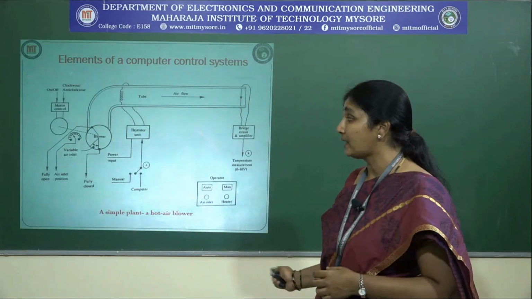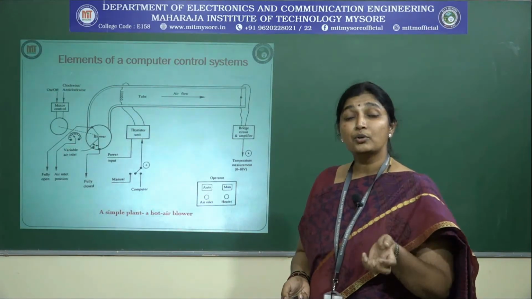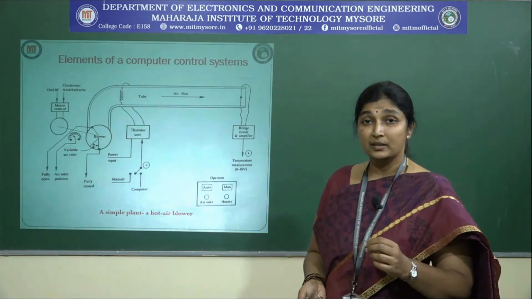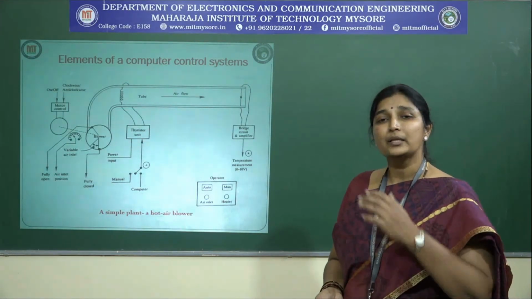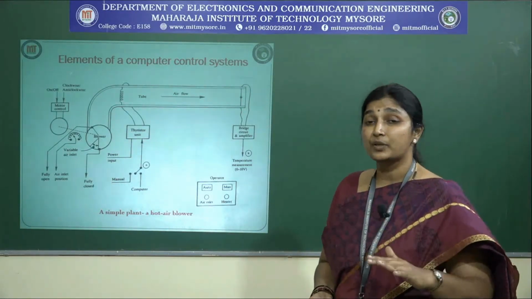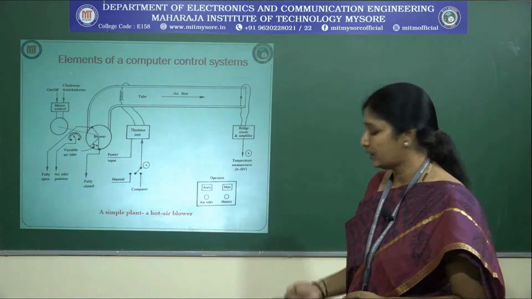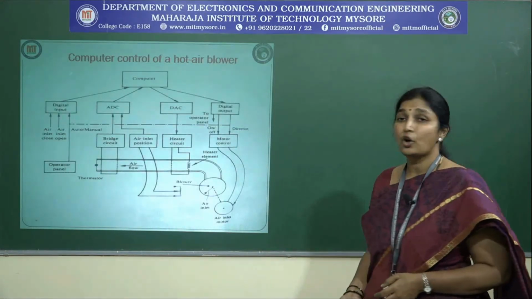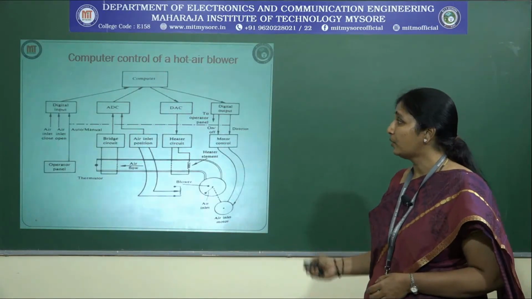So the entire plant has to be controlled, and there should be a software program written to control all these hardware units in his absence, correct? So then you can switch on to the auto, and this should be done seamlessly. Or you can say a bumpless transfer needs to be done from manual to auto. Now we'll look into another slide which talks about computer control of a hot air blower.